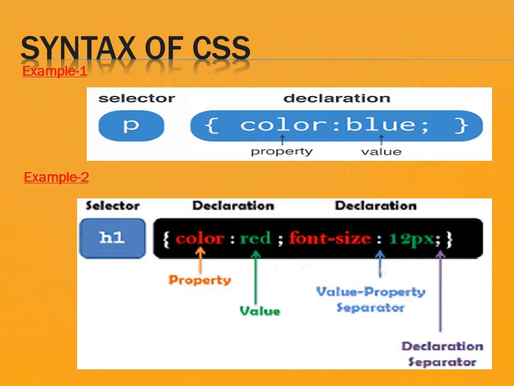The first is when we assign the property: the color of the h1 tag should be red and the font size should be 12px. So here we require two properties to be applied on the h1 tag. For that purpose we must include these two declarations in our CSS syntax. Hope you understood all these basic things.